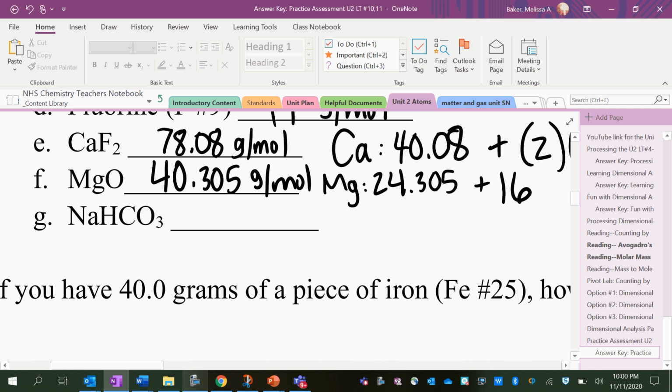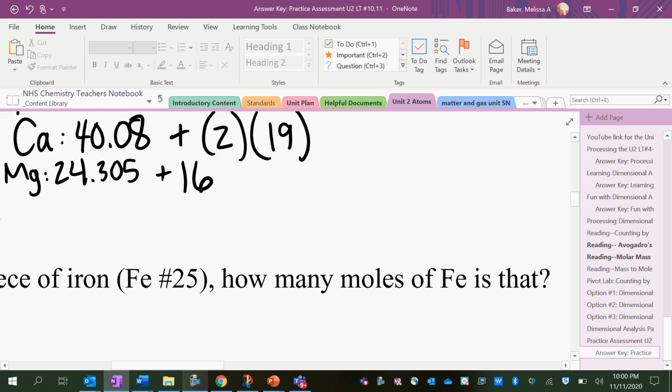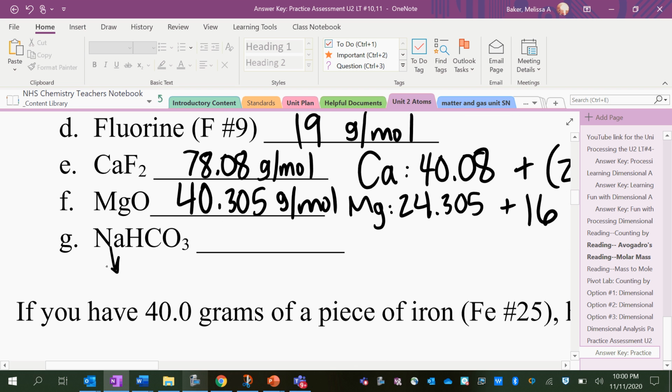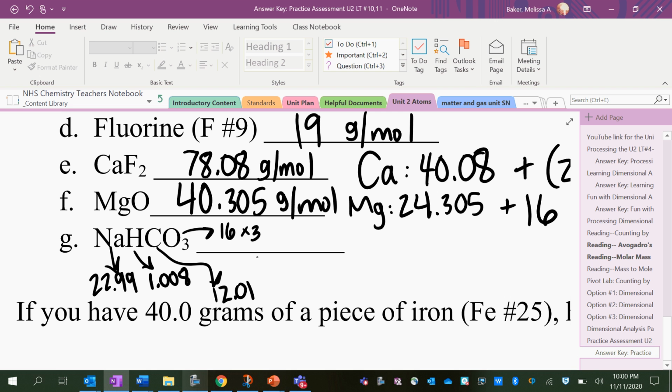And there's kind of a longer random last one. Let's see, Na is 22.99. Hydrogen is 1.008. Carbon is 12.01. And oxygen is 16 times 3 of them. So I'm going to type this in my phone. 16 times 3 plus 1.008 plus 12.01 plus 22.99. Answer, 84.008 grams per mole.